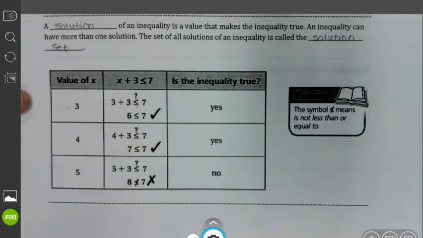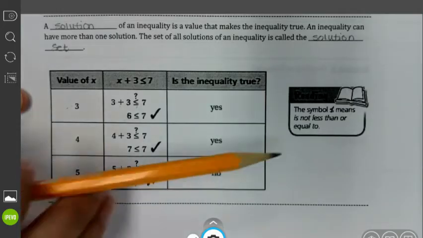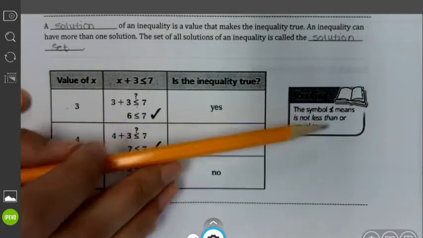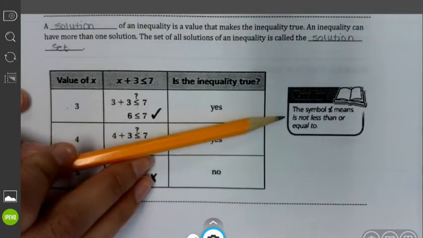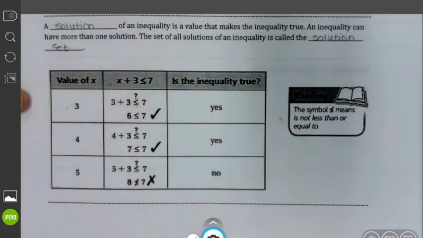That is also a solution because of the equal to portion of this symbol. Last one, 5. 5 plus 3 is 8. That is not less than or equal to 7. Therefore, 5 is not a solution. This symbol means is not less than or equal to when you put a slash through. It works the same with equal signs.